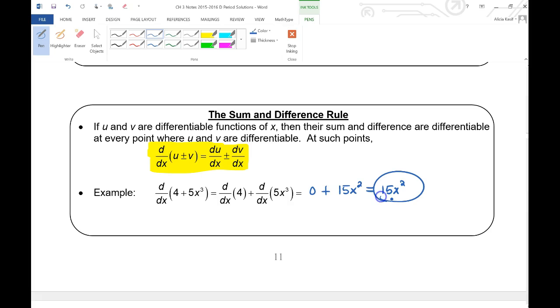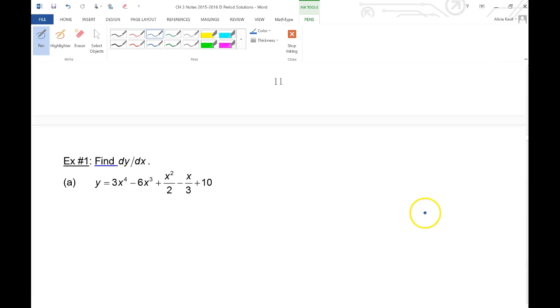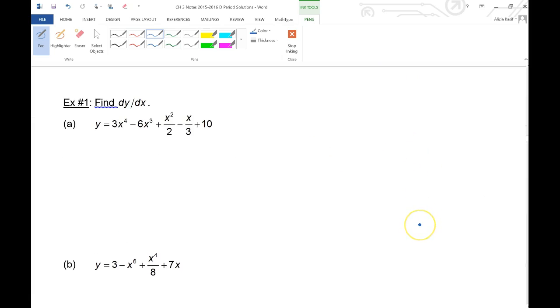Again, I'm showing you how to write it all out, but I'm not going to expect that you write it. From now on, we'll just say, what's the derivative of 4? It's a constant, so that's 0. And then we do plus the derivative of that part. Okay, good so far?